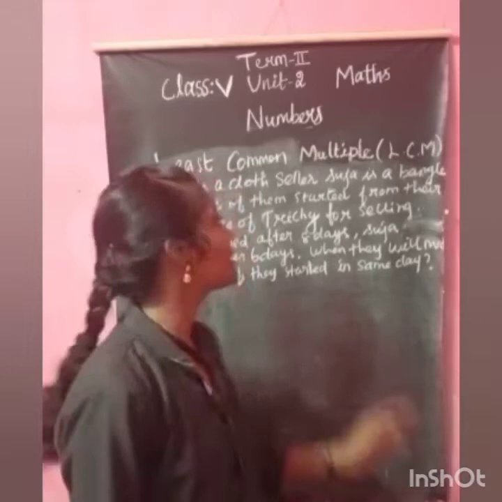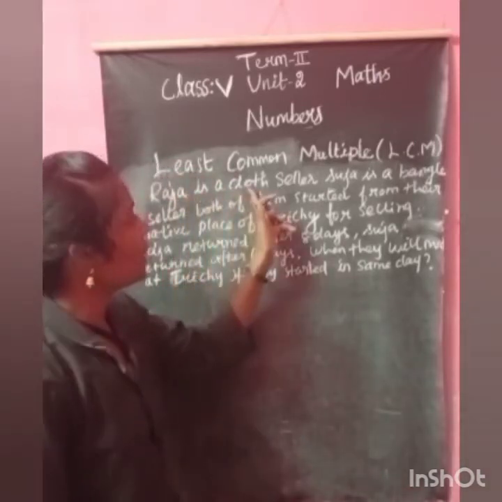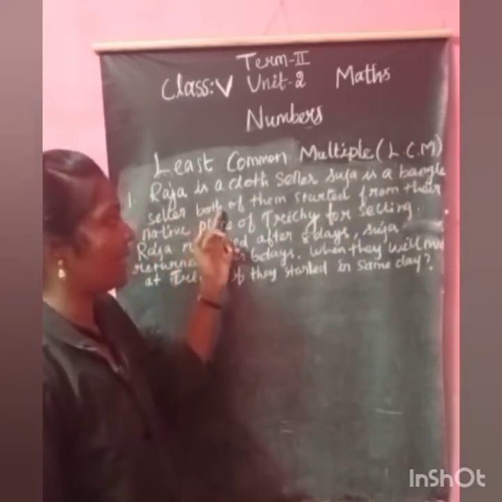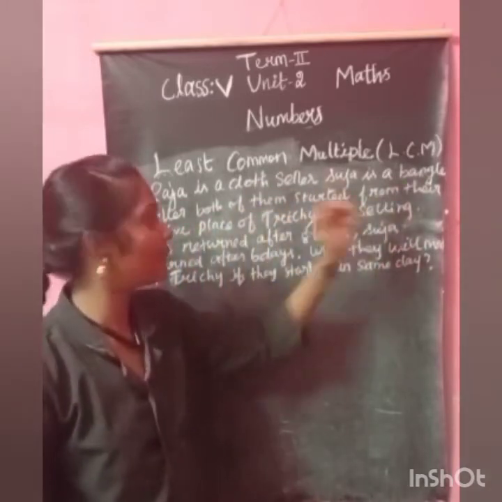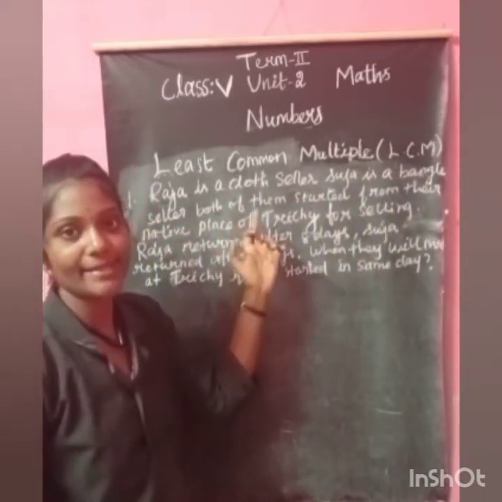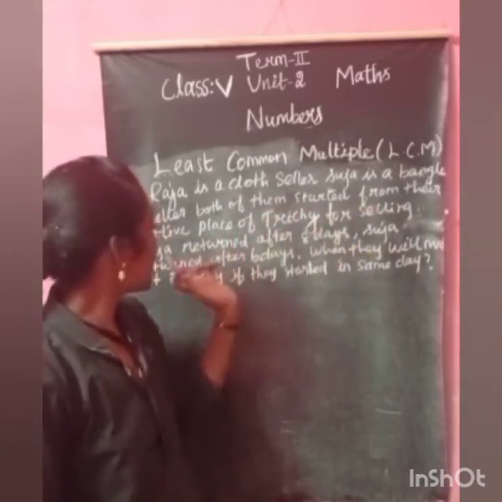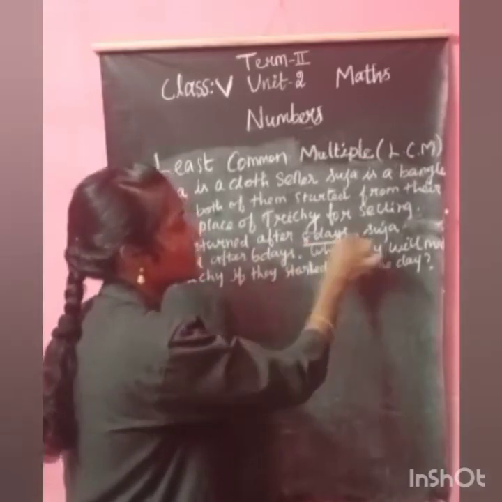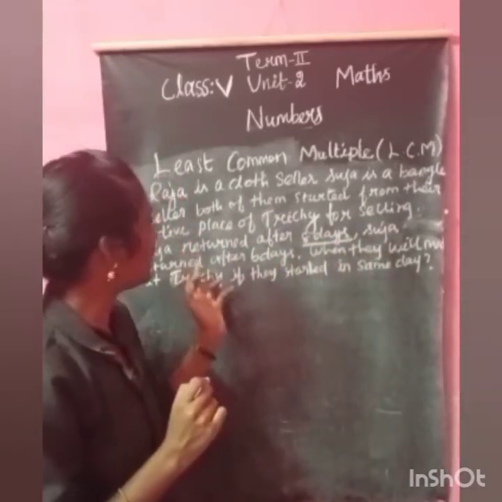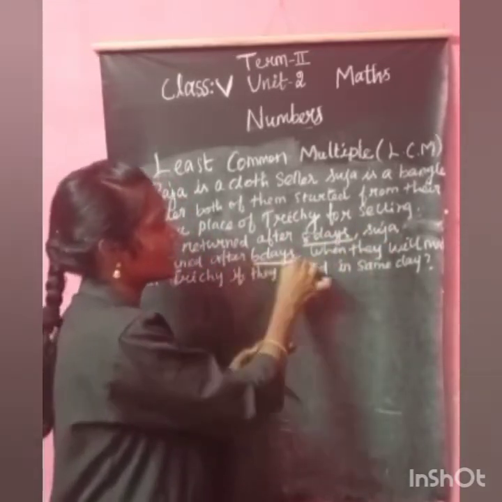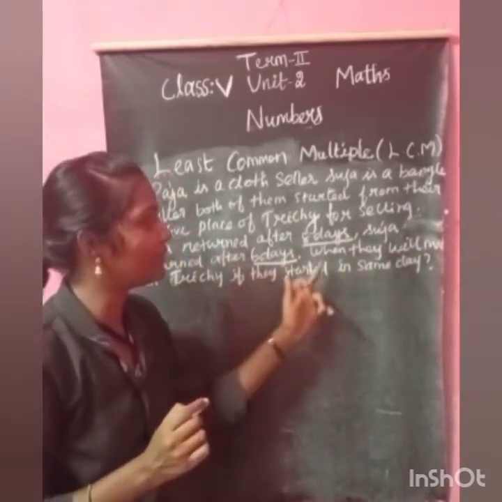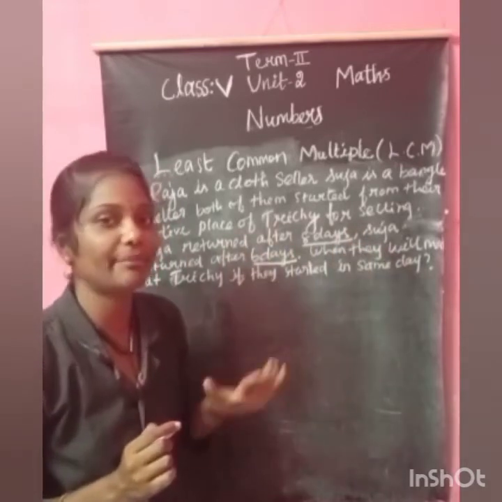Next, a word problem, children. Roger is a cloth seller. Suja is a bangle seller. Both of them started from their native place, Trichy. For selling, Roger returned after 8 days. Suja returned after 6 days. When will they meet at Trichy if they started on the same day?